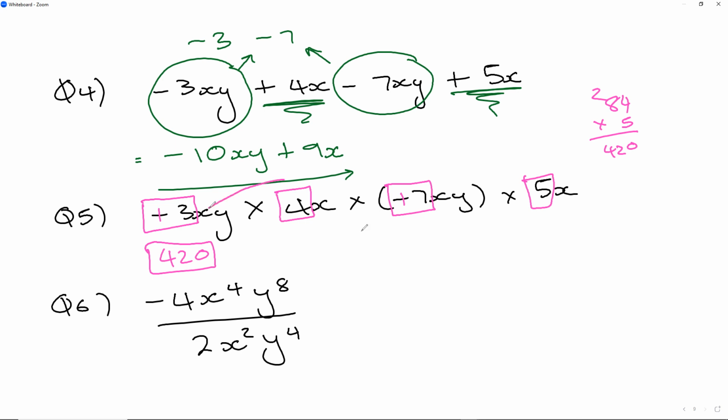Then I take x times x times x times x, which means to the power of 1, to the power of 1, to the power of 1, to the power of 1, 1 plus 1 plus 1 plus 1, to the power of 4. Y times y becomes y squared. So 420 x to the power of 4, y to the power of 2.